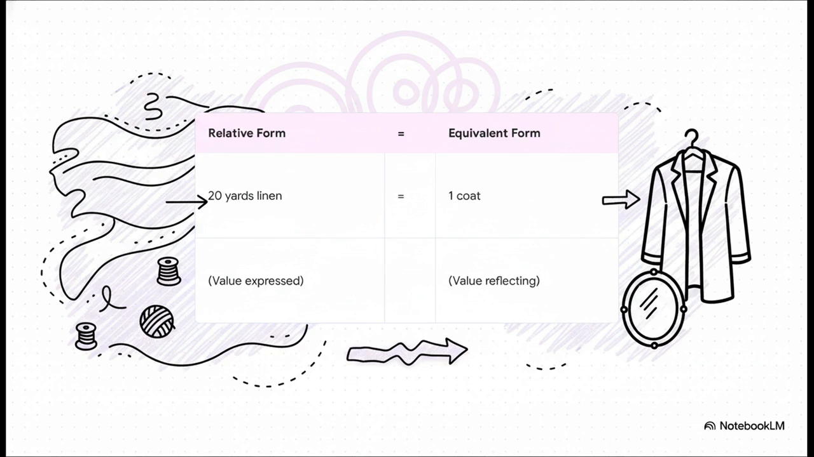The linen plays the active role. Its value is the one being expressed, so it's in the relative form. The coat, however, acts completely passively. It serves as a physical mirror, reflecting the linen's value. The linen essentially uses the physical, tangible body of the coat to express its own invisible value.